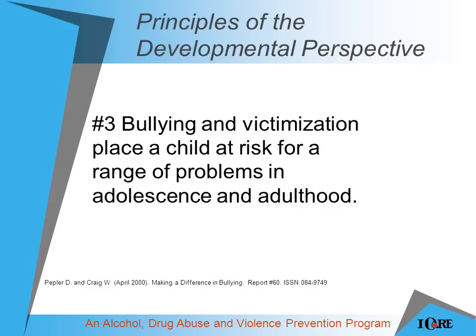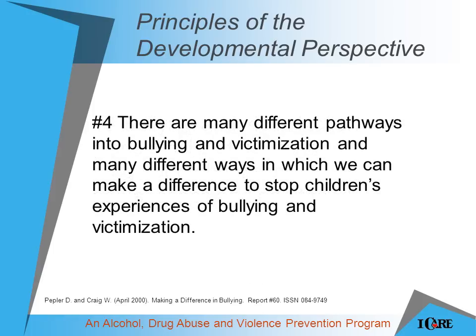The third principle asserts that bullying and victimization place a child at risk for a range of problems in adolescence and adulthood. These problems may include further antisocial behavior, criminal activity, and substance abuse. The fourth principle states that there are pathways into and out of bullying and victimization. The interventions that we will review in later lessons are based on this principle.